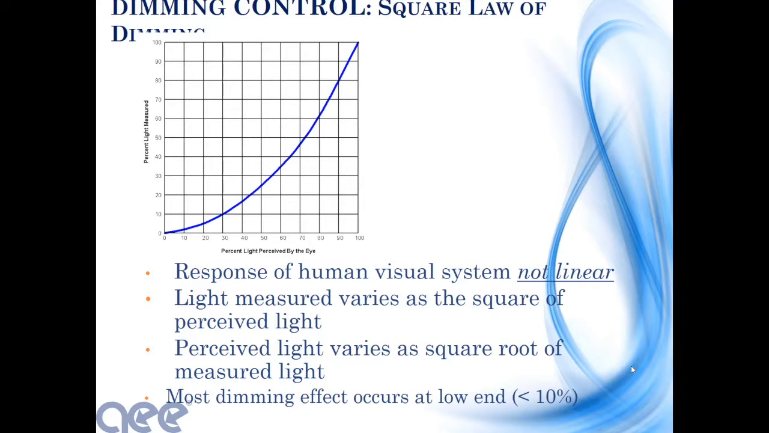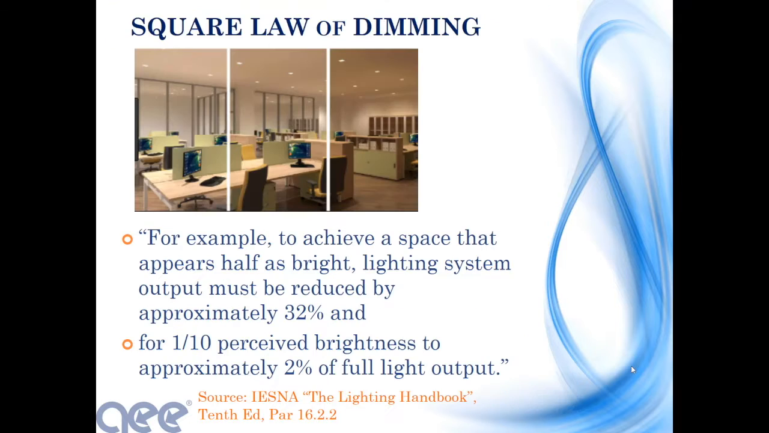And most dimming is going to occur down at the low end, below 10%. For example, to achieve a space that appears half as bright, the lighting system output must be reduced by approximately 32%, and for 1/10 of a perceived brightness to approximately 2% of full light output.